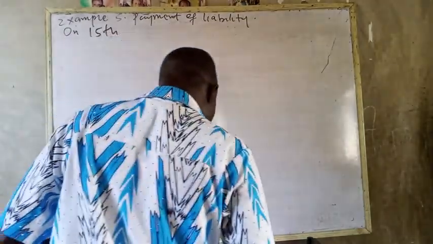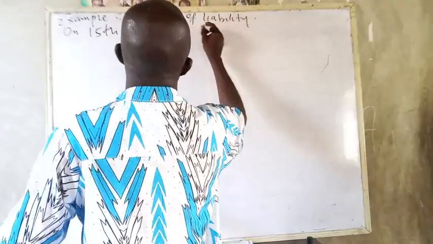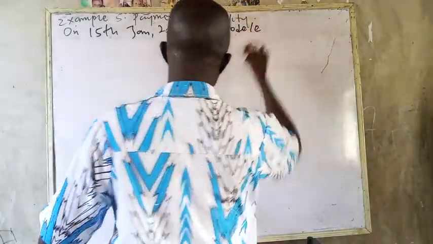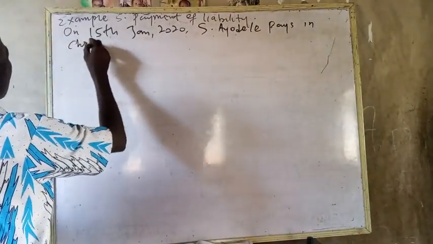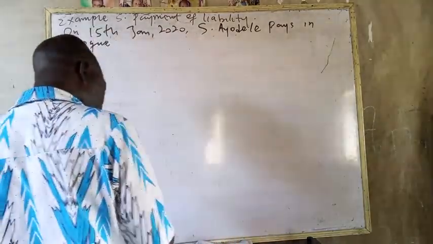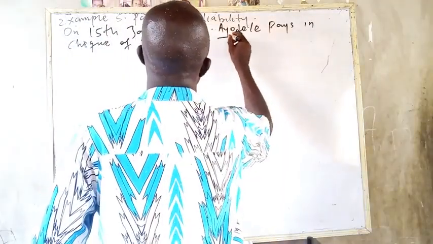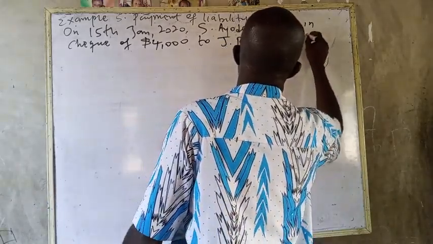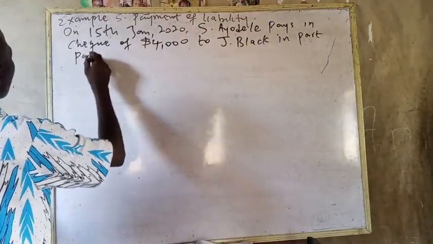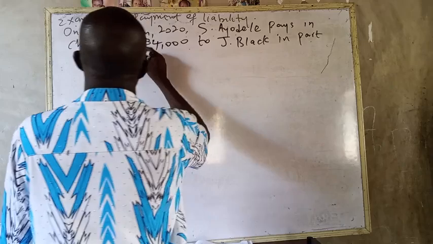15th January 2020, S. Ayodele pays in check of $4,000 to J Black on impact payment of the amount owing.